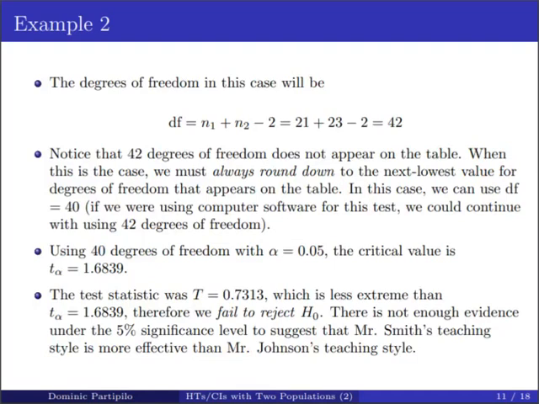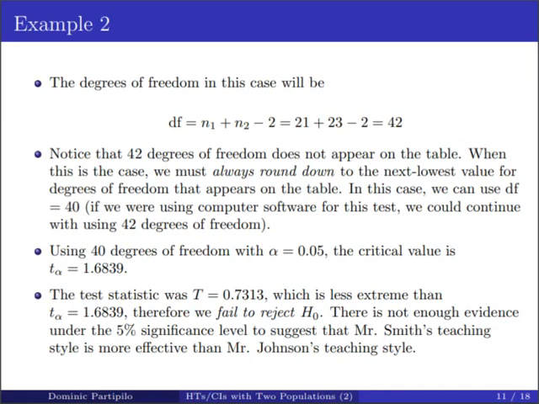So in this case, our degrees of freedom will be n1 plus n2 minus 2, which is equal to 21 plus 23 minus 2, and that's 42. Now, one thing we need to be careful with here is that 42 degrees of freedom does not appear on the t-table. So in this case, we're going to need to round down to the next lowest value for the degrees of freedom that appears on the table.